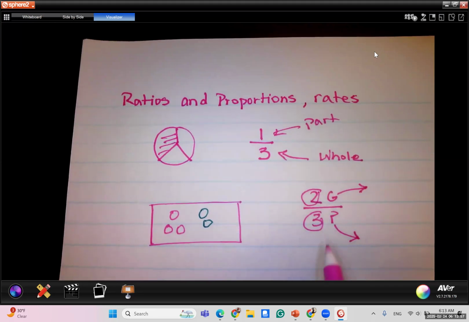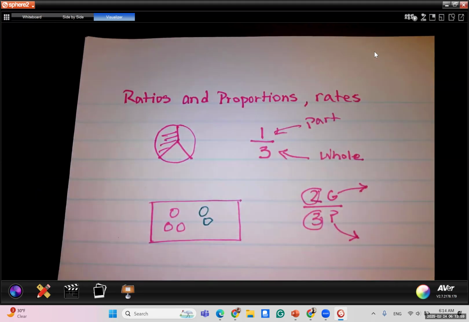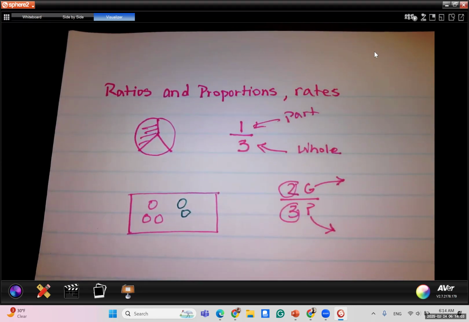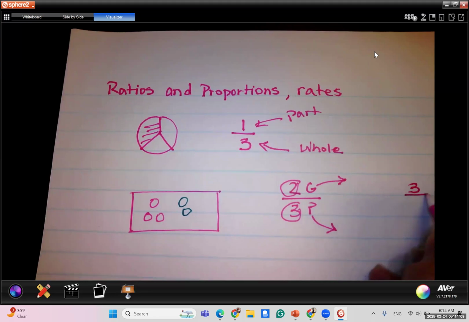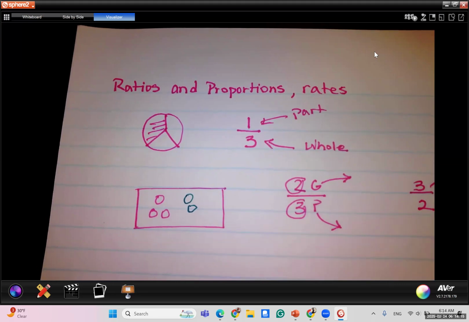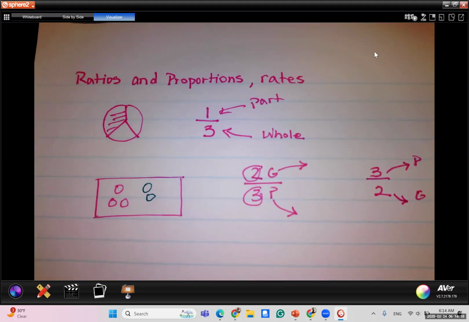It's not part of a whole. It's 2 quantities, the relationship of 2 quantities together. For that reason, if I ask you what is the ratio of pink to green, this actually would flip over. It would be 3:2 because this is 3 pink ones to 2 green ones. Okay. So that's how ratios are different than fractions, even though we use fractions to represent them.